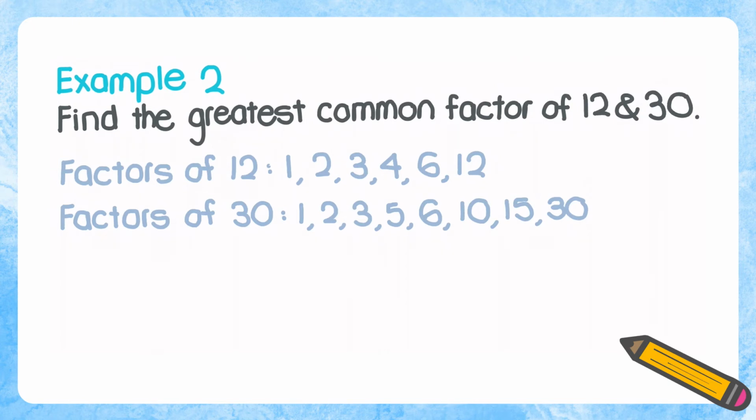Where do we see common factors? 1 is a common factor, so is 2. 3 is also a common factor, as well as 6. And here, the largest common factor between the two is 6. So our greatest common factor, or GCF, is 6.